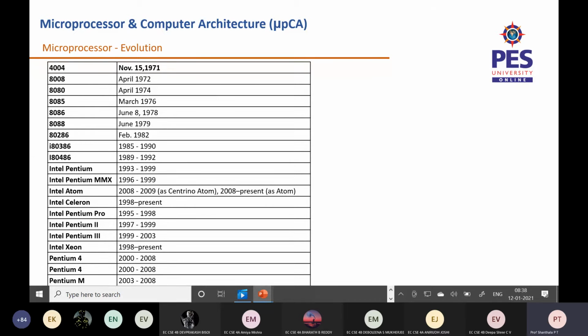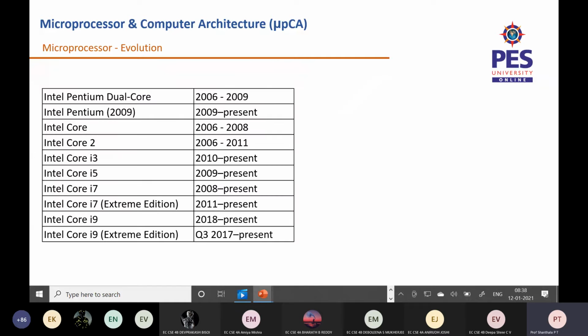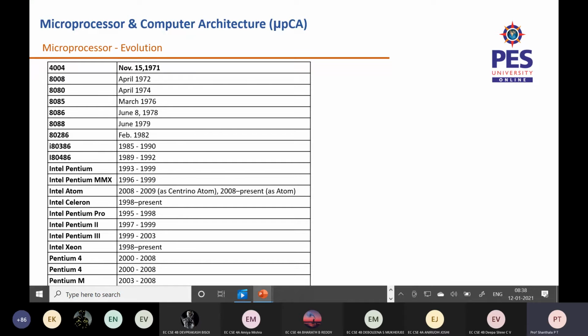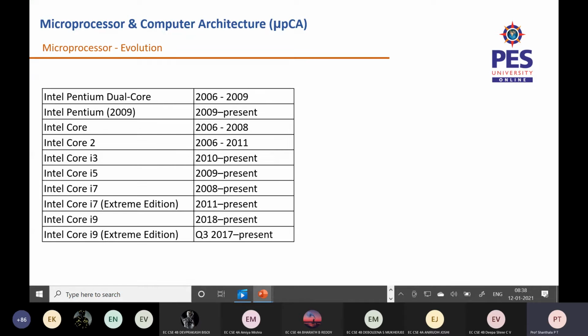And the Pentium 4 in the early 2000s was very powerful, and it was used extensively by different users. This Pentium 4 machine was very popular. In the mid 2000s, the popularity of the Pentium 4 reduced, and Intel introduced the dual core processor. So you could see here, from the early 2000s to 2008.